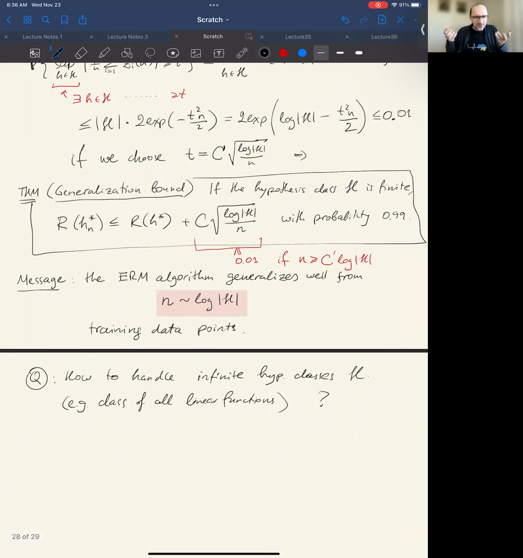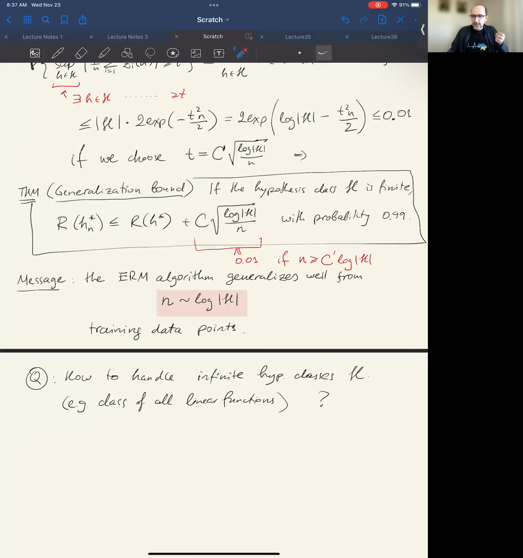Something like a volume or area or something like that. Something that's finite for infinite sets sometimes. Lebesgue measure, something like that. Is the question natural? Yeah, clear? So we need to handle infinite classes, and we need some other thing there instead of log H.